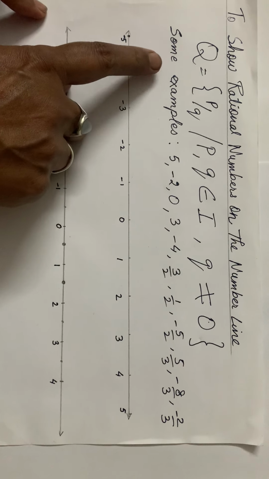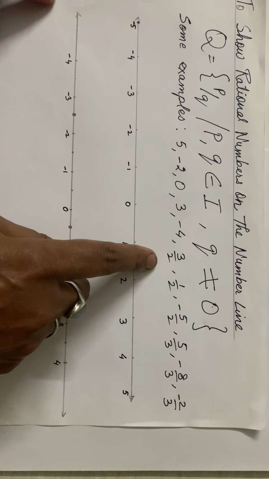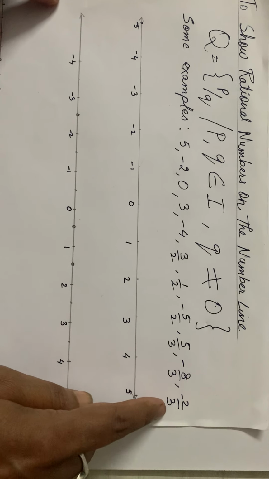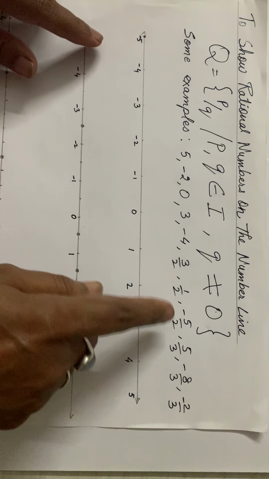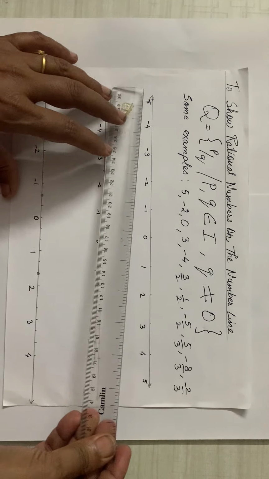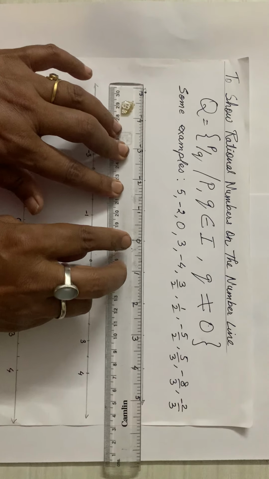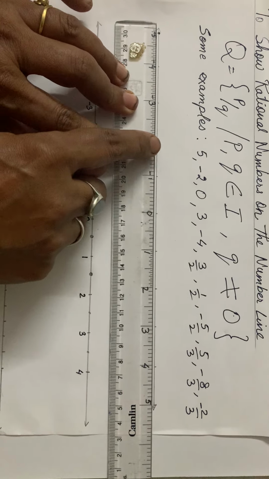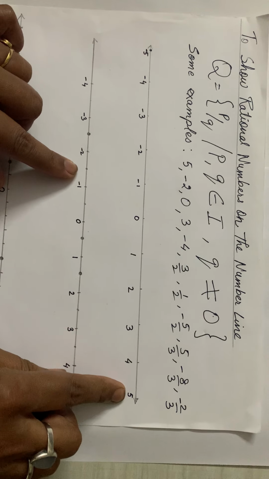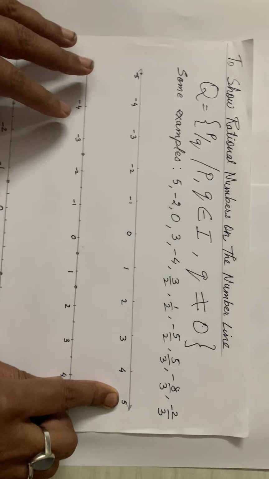Let us take some examples. Like here I've written 5, minus 2, 0, 3, minus 4, 3 by 2, 1 by 2, minus 5 by 2, 5 by 3, minus 8 by 3, minus 2 by 3. Let us show these numbers on the number line. For that, with the help of a scale, first I've drawn a number line, a straight line where I've taken 1 unit as 1 inch and then I've shown 0, positive numbers 1, 2, 3, 4 on the right hand side, negative numbers minus 1, minus 2, minus 3 and so on the left hand side of 0.